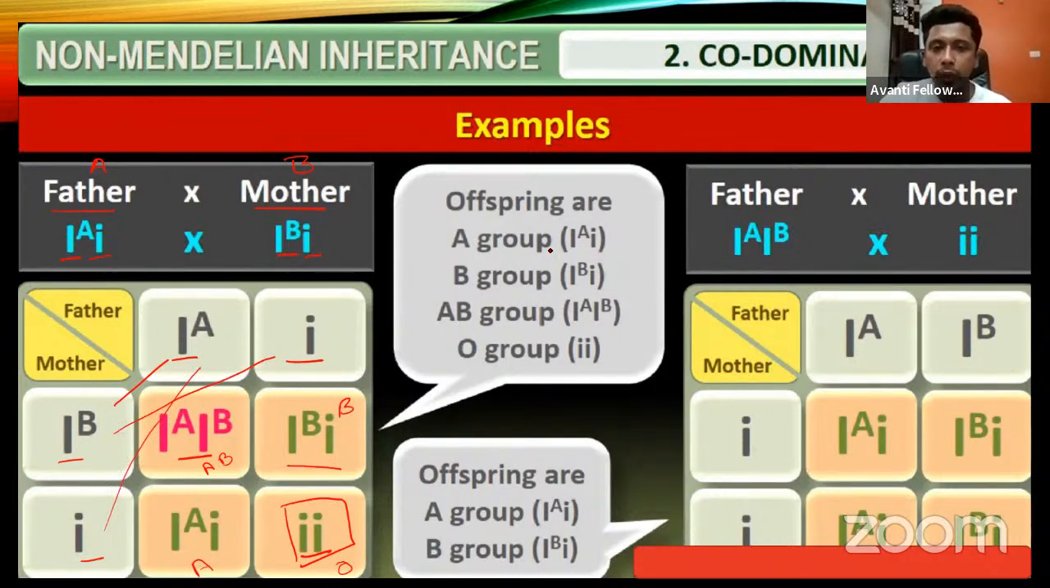So the offspring should be what? We have A blood group, B blood group, AB blood group as well as O blood group. So this is how we can understand it through a cross. That is the first cross.